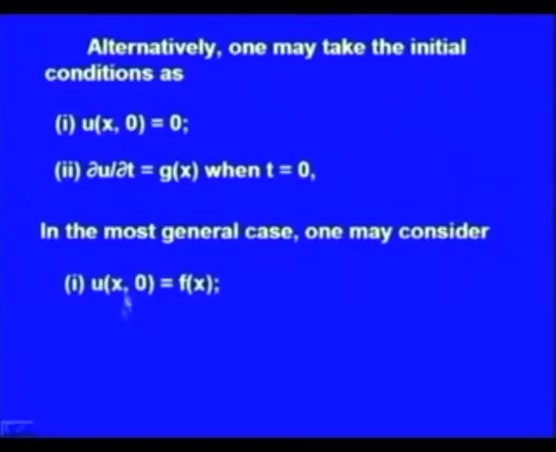In the most general case, one may take the initial conditions as the initial shape of the string given by a curve, that is the function f x, so u x 0 is equal to f x, and the initial velocity at the time t equal to 0 is also given by a function of x, that is g x.